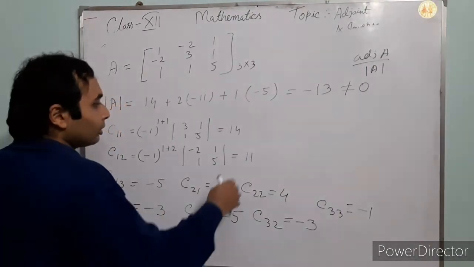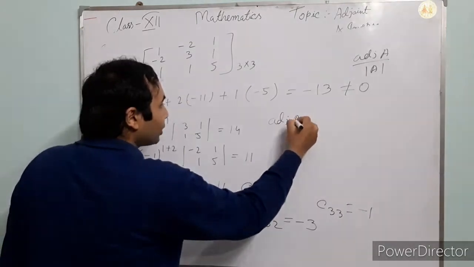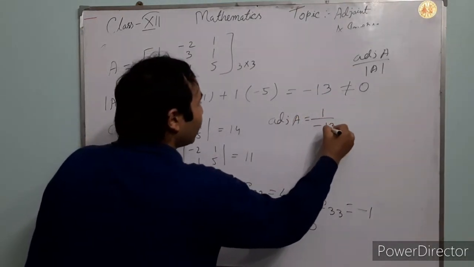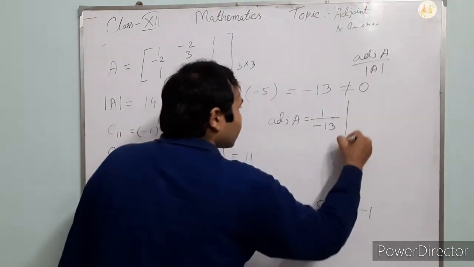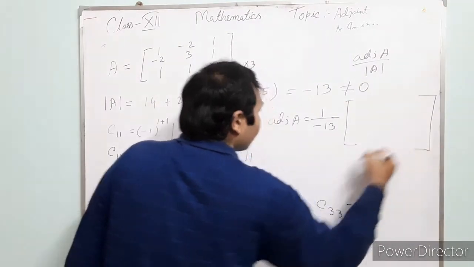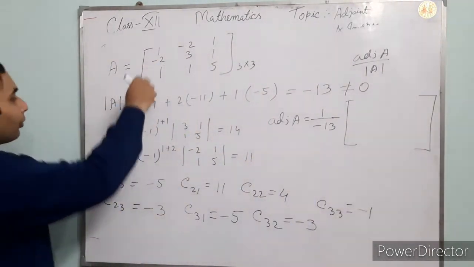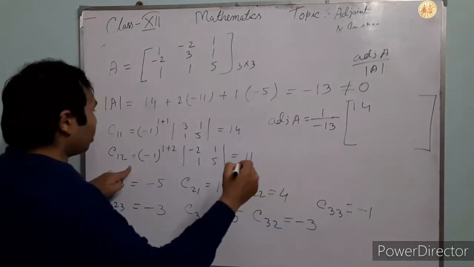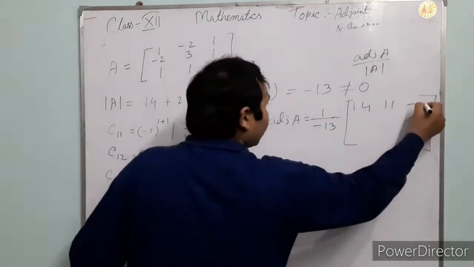So let us just find the adjoint. We have done here: adjoint A equals to 1 by mod A, that means 1 by minus 13. Determinant value is minus 13. Now let us write the matrix. So the first one, C11, I am writing here 14. C12, it is 11. C13, it is minus 5.